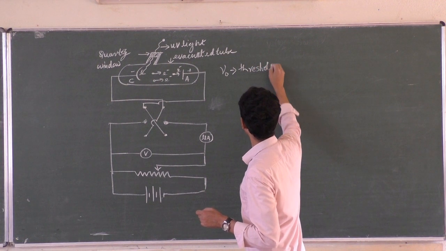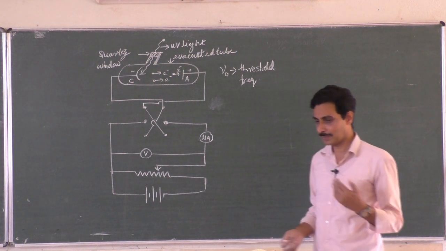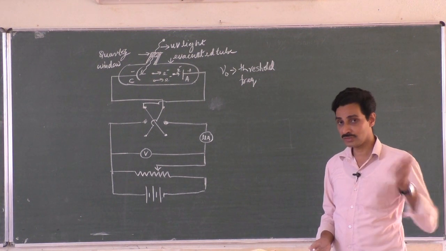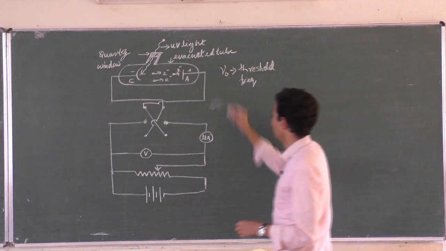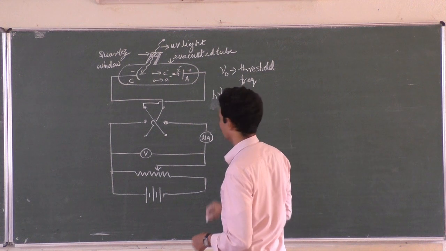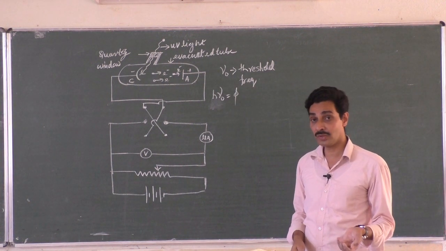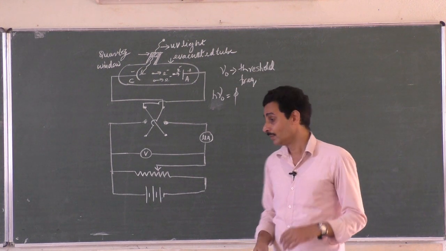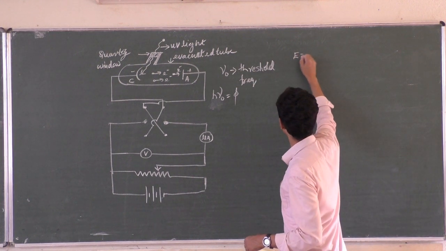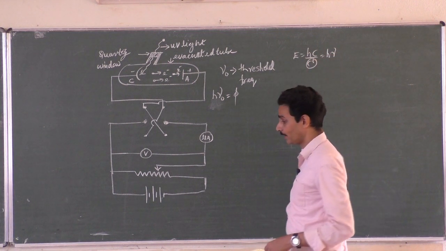It is the minimum frequency above which photoelectric emission can take place and below which no photoelectric emission can take place. And if you convert this into energy, h nu naught, that gives the work function. And sir, as we have a minimum frequency, don't we have a maximum wavelength? Because you know E is equal to hc by lambda, which is equal to h nu. So, don't you have a maximum wavelength?